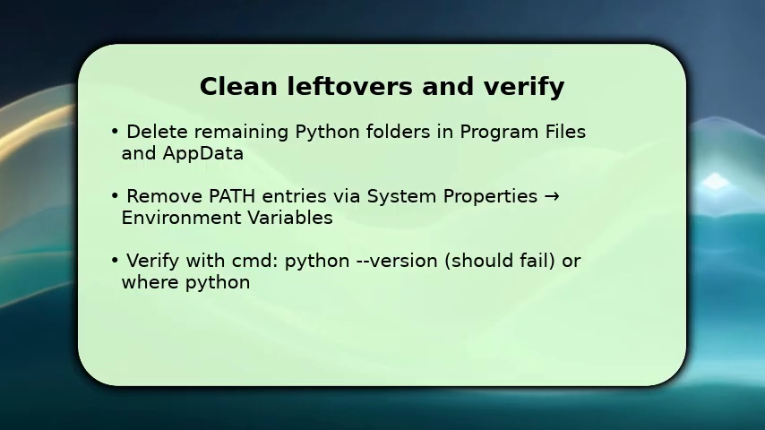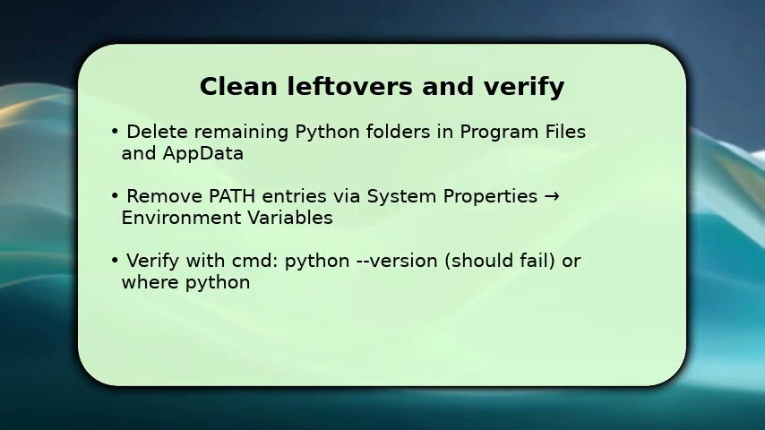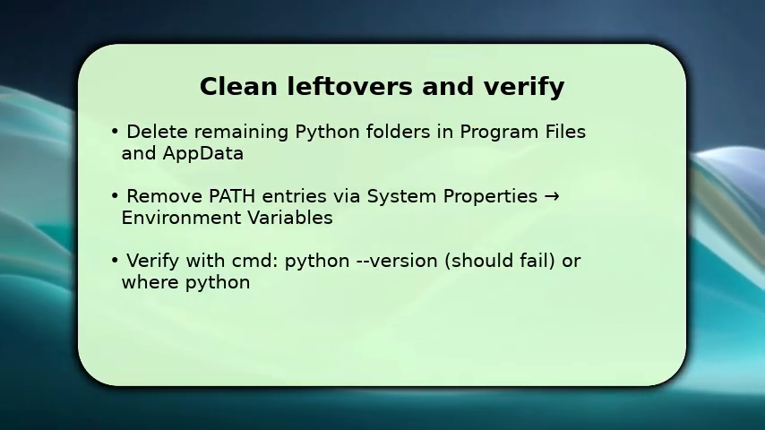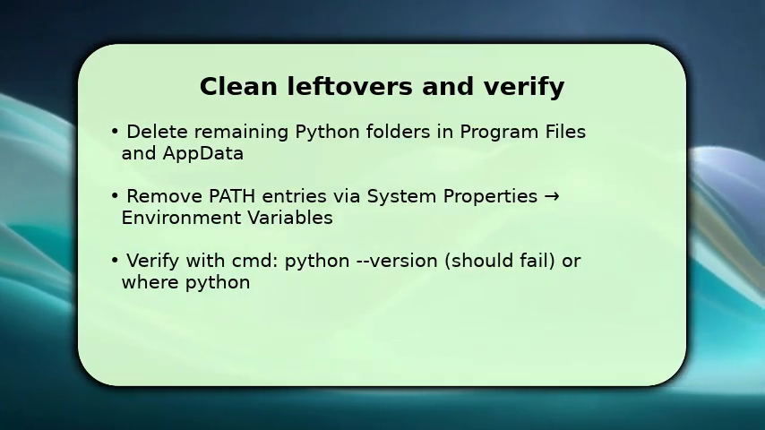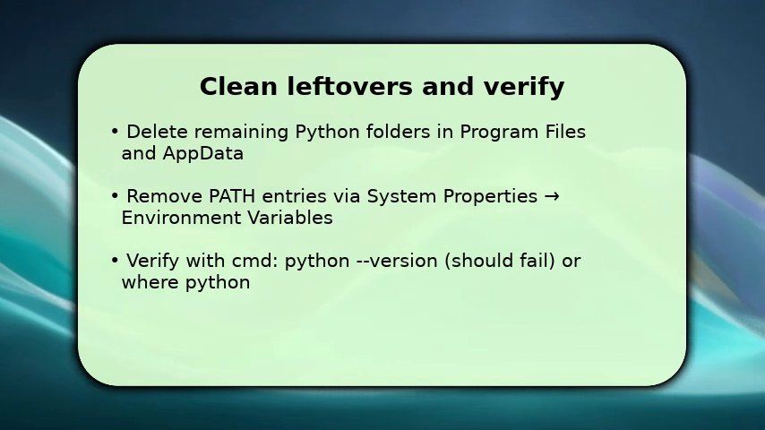Then open System Properties, click Environment Variables, and edit Path to remove any Python or Scripts entries. Finally, open Command Prompt and run python --version or where python to confirm removal. If a version still appears, reboot.